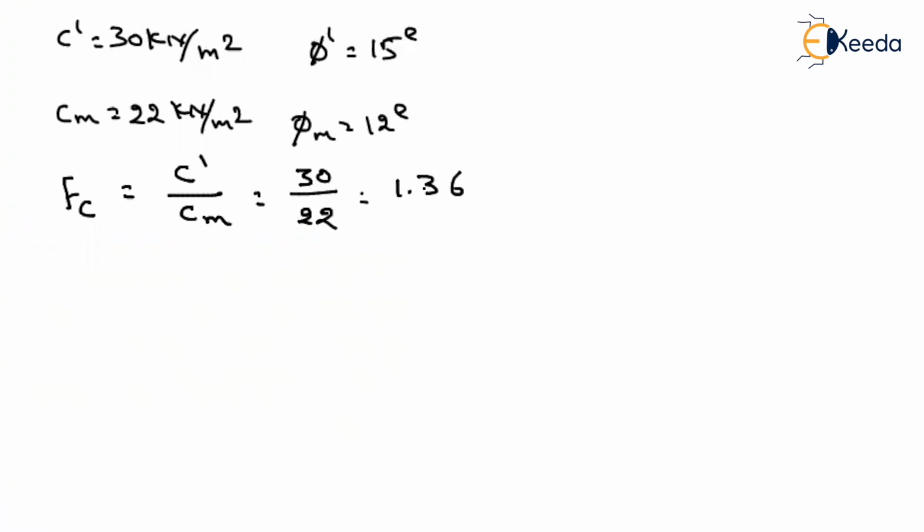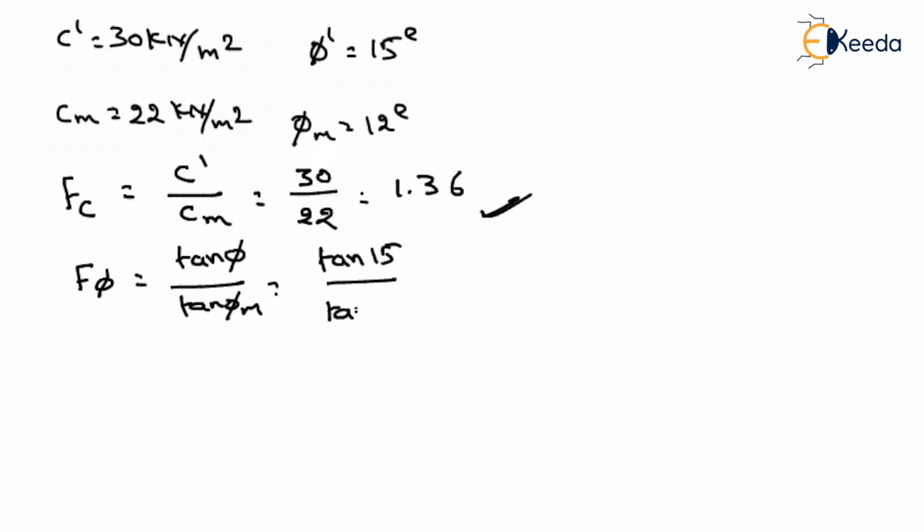See, the problem is very lengthy, but if you do C dash divided by Cm, easily you are getting 2 marks. So don't get frightened by the length of the question. If the question is long and you understand the logic, the solution will be easier. Similarly, what is the factor of safety with respect to friction? That will be nothing but tan phi dash divided by tan phi m, which is tan 15 degrees divided by tan 12 degrees. If you solve this, you will get around 1.26. First one is 1.36, second one is 1.26.